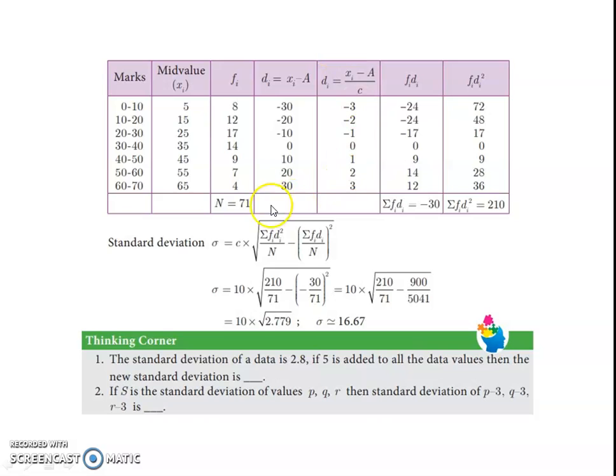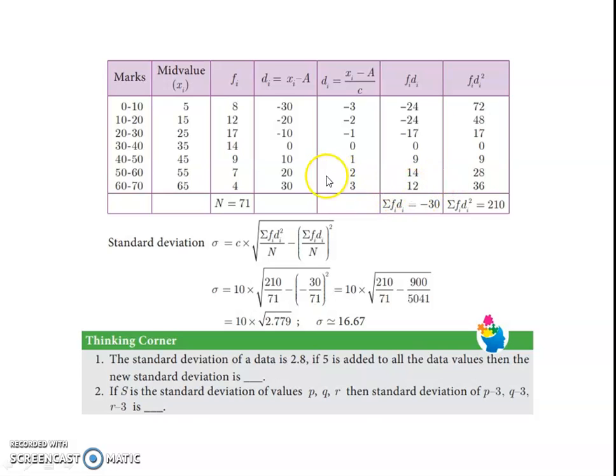So we have covered di. Next, di is xi minus a upon c, where c is the width of the class interval. C is 10 here. So we simplify: minus 30 divided by 10, minus 3. Minus 20 divided by 10, minus 2. Minus 10 divided by 10, minus 1. 0 divided by 10, 0. 10 divided by 10, 1. 20 divided by 10, 2. 30 divided by 10, 3.